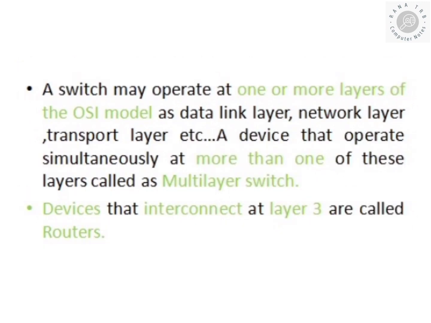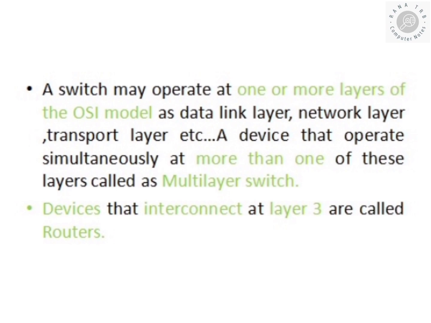We all know that a switch may operate at the data link layer. Other than that, the switch may also operate at one or more layers of the OSI model, that is the data link layer, network layer and transport layer. A device that operates at more than one layer is said to be a multi-layer switch. Here, the switch operates not only in the data link layer but also in the network layer, transport layer, etc. Likewise, a device that operates at more than one of these is said to be a multi-layer switch.